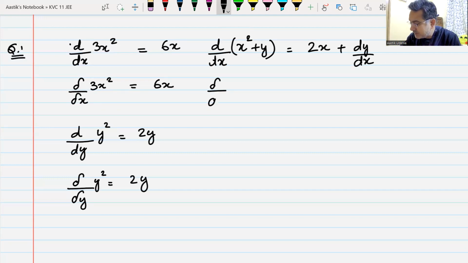But when I find the partial derivative of the same thing, what is the partial derivative of this? y will be treated as a constant, and the derivative of a constant is 0. So the complete derivative of this thing is 2x plus dy by dx, but the partial derivative is only 2x because y is a constant. That is the difference between a complete derivative and partial derivative.